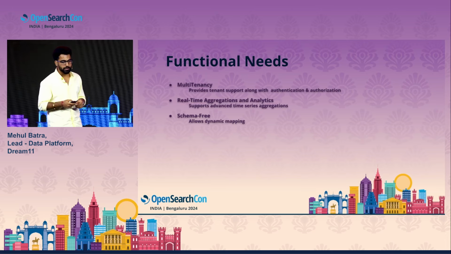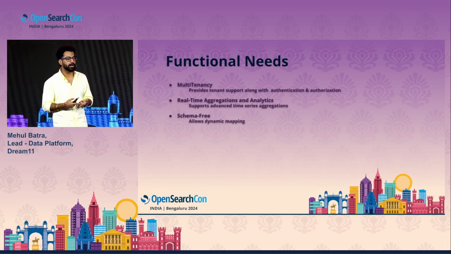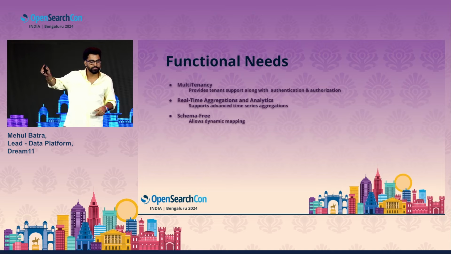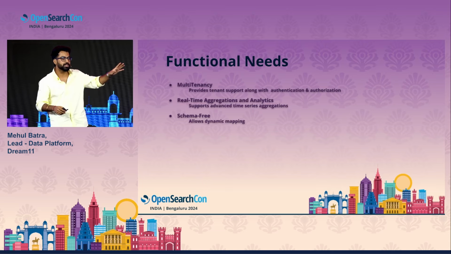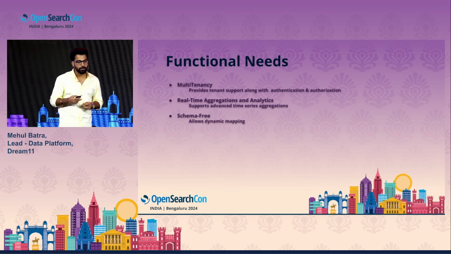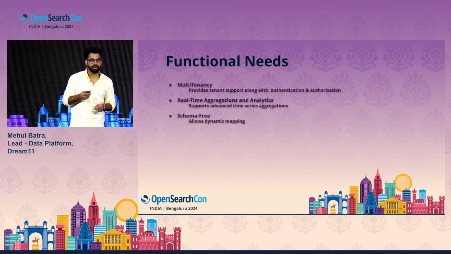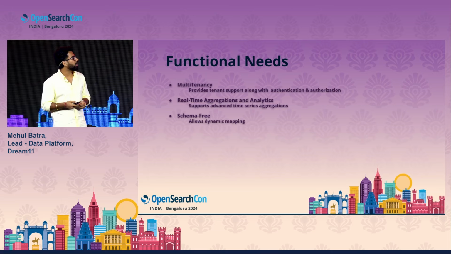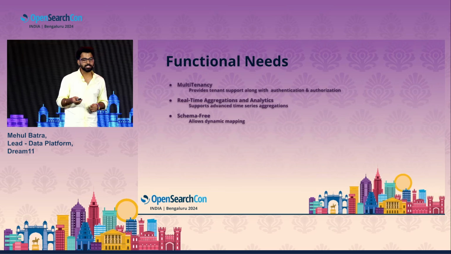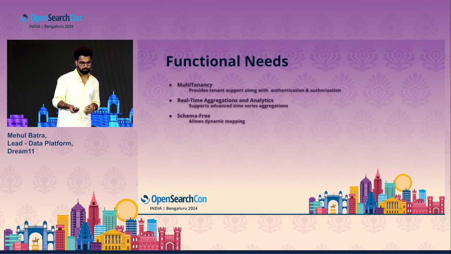For the functional needs, we thought the system should be multi-tenant, because for each internal user we provide a proper tenant-based system. Data science will have their own tenant, decision science will have their own tenant, and they will have their own set of dashboards and their own set of indexes to play along with. Secondly, support for advanced time series aggregations for data analysis. And lastly, schema-free. As we also move our events data to our OpenSearch or Elasticsearch cluster, we wanted a data store which could handle any dynamic schema so that we don't have to give a predefined schema.